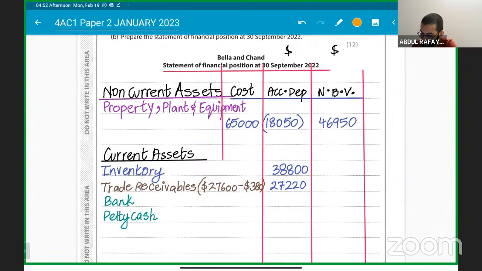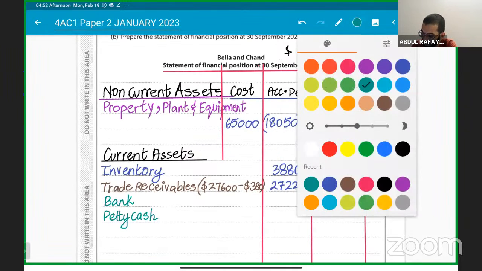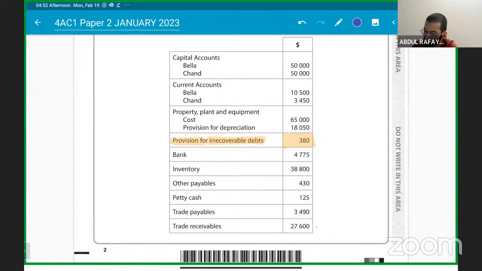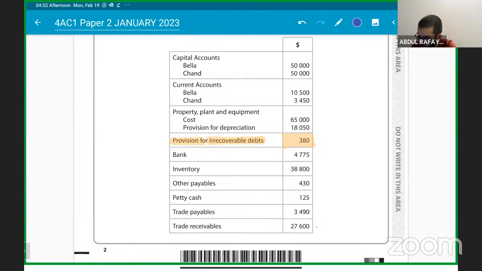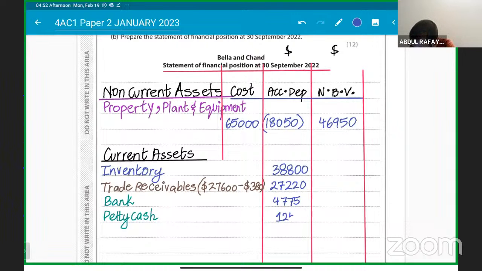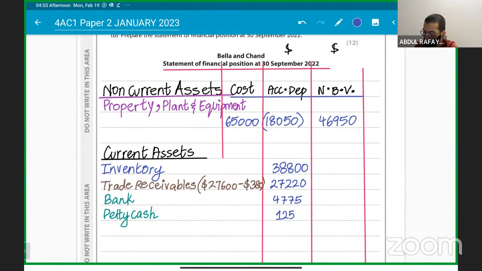We have written that down, we now have to do the bank and petty cash accounts column. So bank is basically a 4,775 balance, and petty cash will be 125. Understood? Getting it? So 4,775, and we have petty cash as 125 balance. So these are all the assets, and we'll go according to the format of assets equals capital plus liabilities.